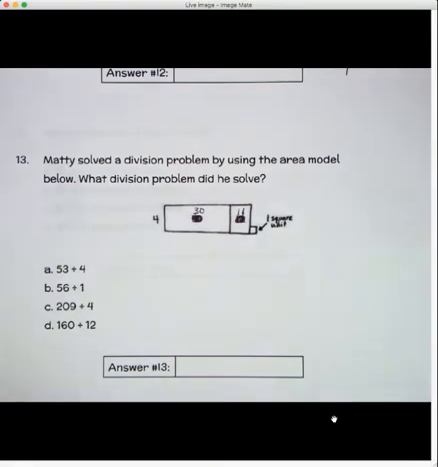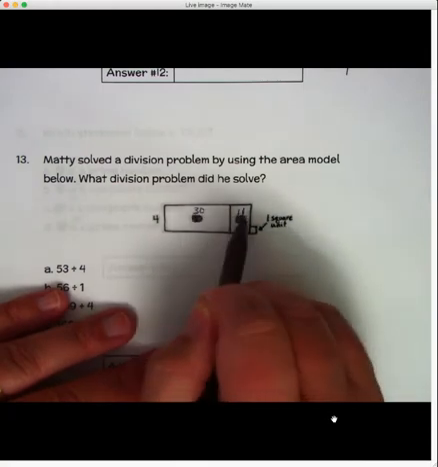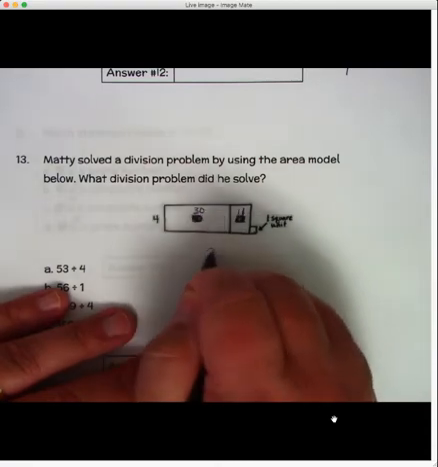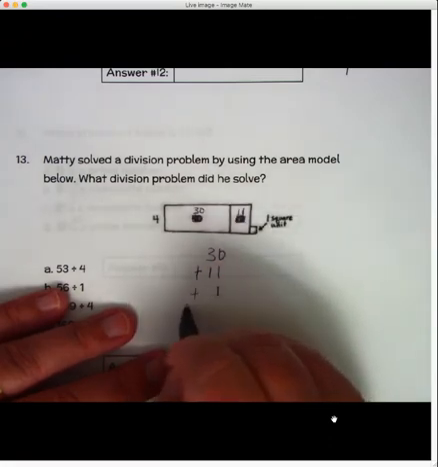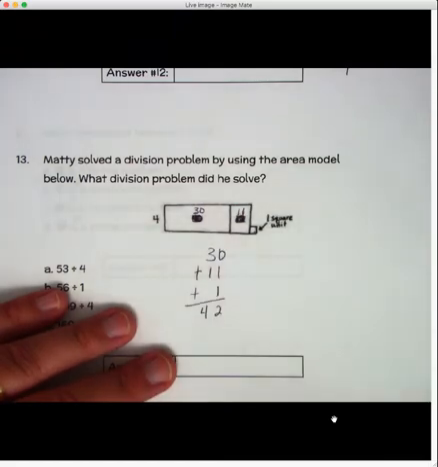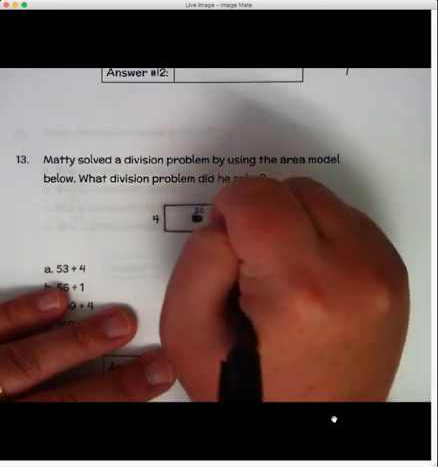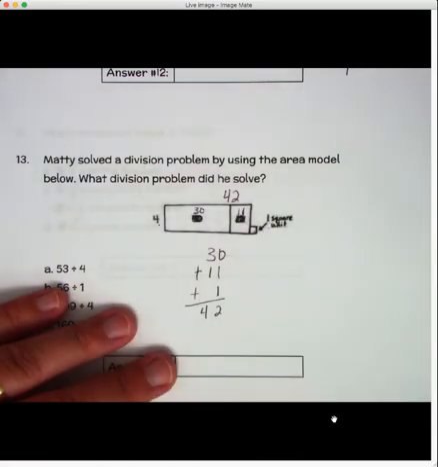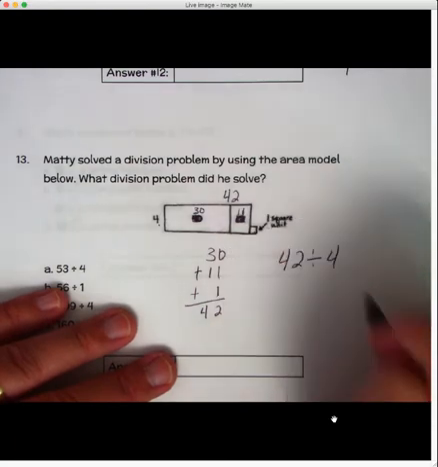I don't like this, but what you do is add the boxes together, okay? And notice we have 1 little box here. So I've got 30 plus 11 plus 1. So when we add those together, we get 42. 30 plus 11 is 41. 1 more is 42. So this is showing 42, all of these boxes, divided by 4. So what division problem did he solve? He solved 42 divided by 4.